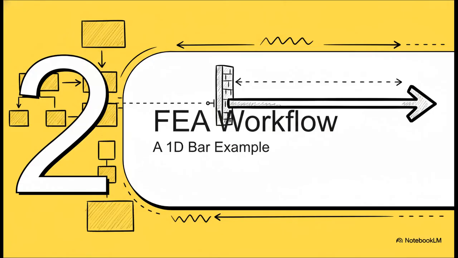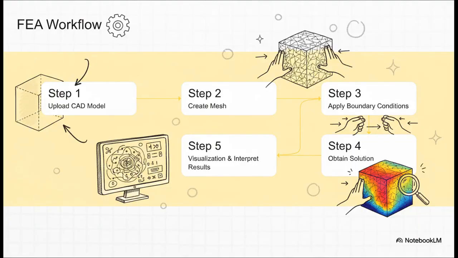Okay, so we've got the theory down. Now let's see how this all plays out in the real world, or, well, the virtual world. We're going to walk through a standard FEA workflow using one of the simplest examples you can think of, just a basic 1D bar getting pulled on from one end. Pretty much every FEA project follows these 5 core steps.